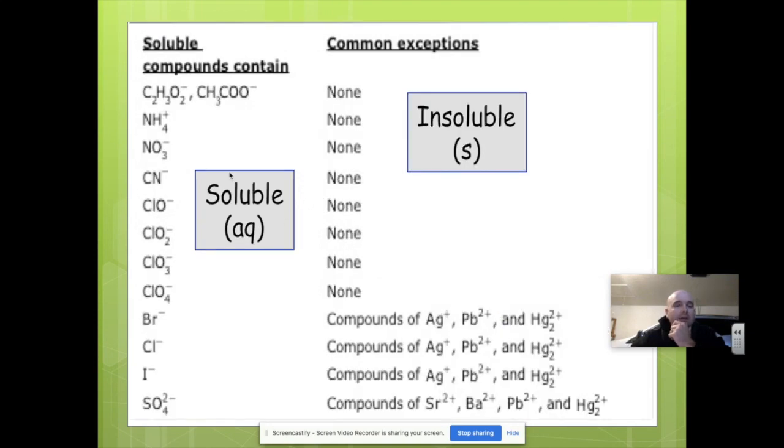So I'll go back. Now the top part is going to show us which ones are soluble, unless they are in some kind of exception right here. So for example, the bromide ion is going to be soluble always unless it is with silver, lead, or mercury, okay? And this will make sense as I do some more examples. But the nitrate ion is always going to be soluble, okay? No matter what, no exceptions.